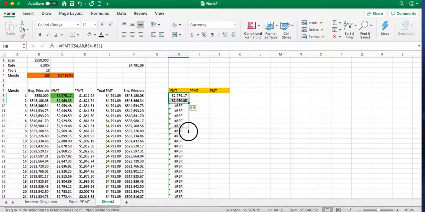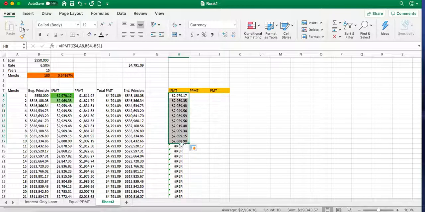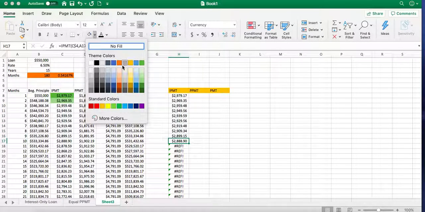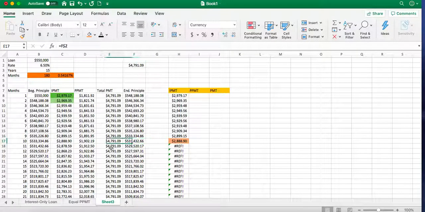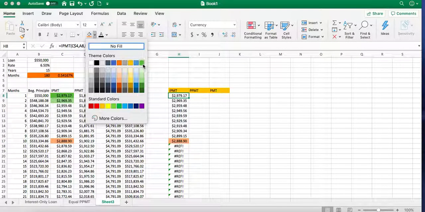I'm going to drag it down, probably a couple more times. Let's see if this is the same. Is this the same as this? And it looks good. This is good.